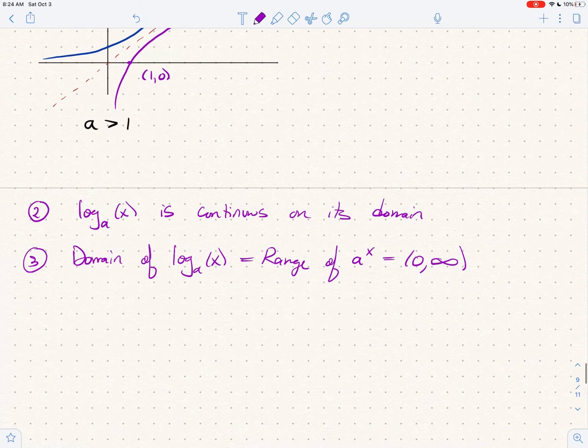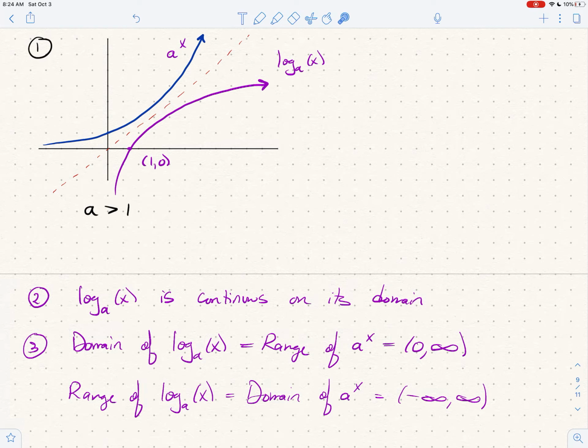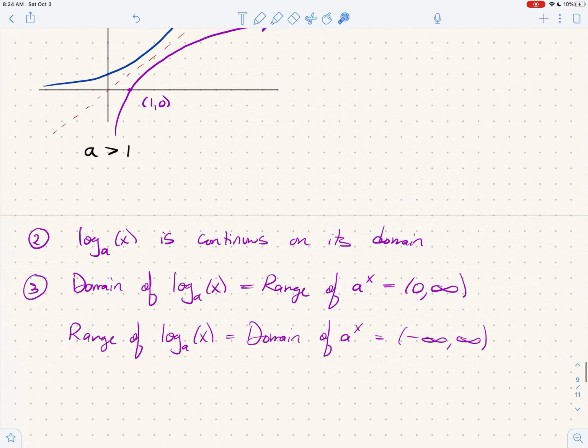On a similar note, the range of the logarithm, log base a of x, is just the domain of its inverse, the exponential function. And we know the domain of the exponential is everything. You can plug in anything you want into the exponential. So the range of the logarithm covers all the y values. Now this thing really levels out, but it never stops climbing. It keeps climbing higher and higher.